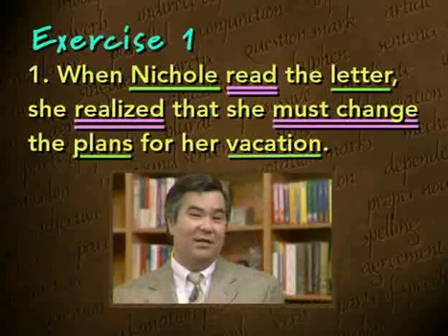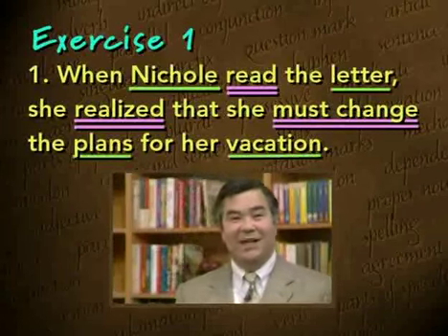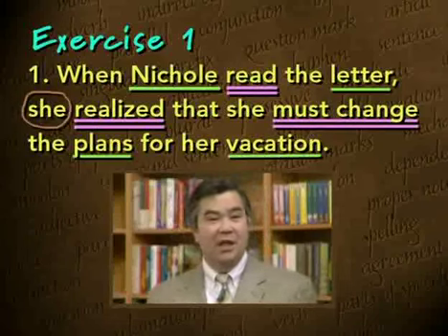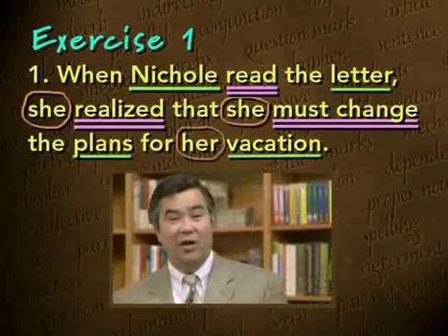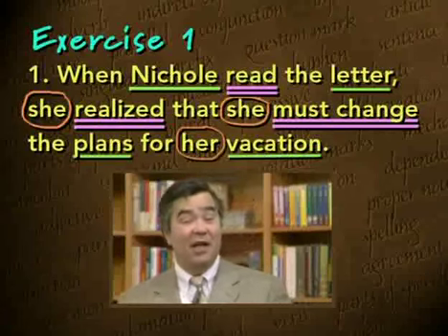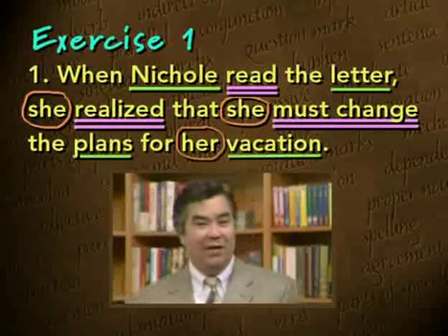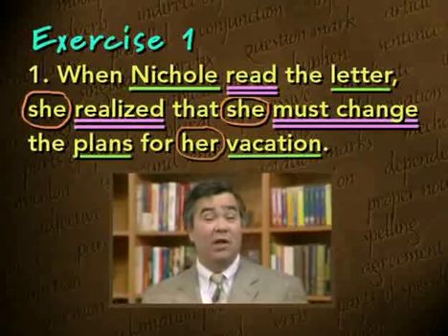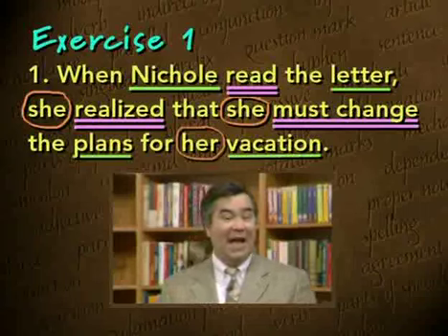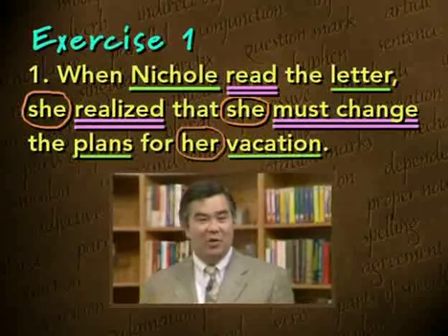Finally, pronouns. How many pronouns did you recognize in this sentence? There are 3 pronouns: she, and her. All 3 of these pronouns have the same antecedent. They all refer back to the same noun, namely Nicole. You could rewrite this sentence to substitute the proper noun Nicole for each of those pronouns.